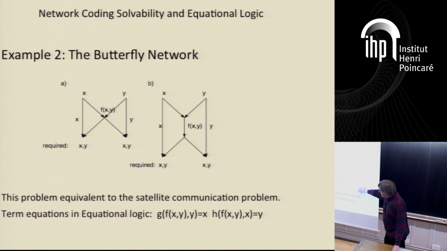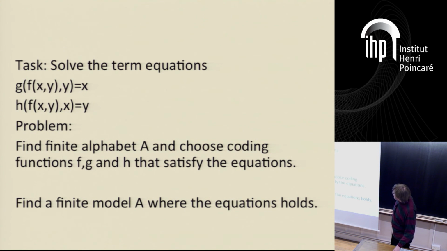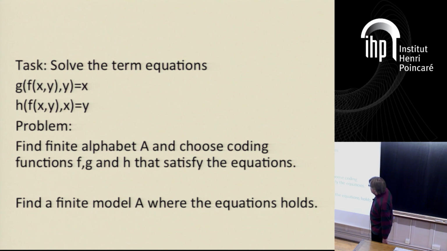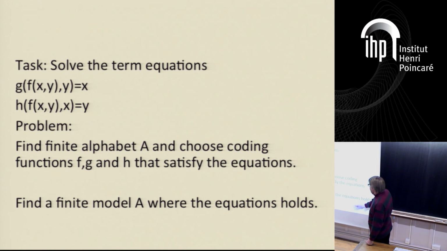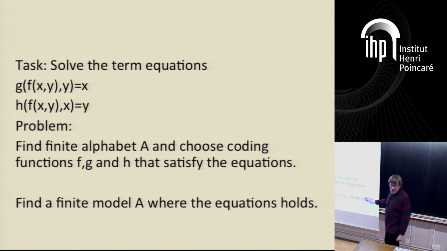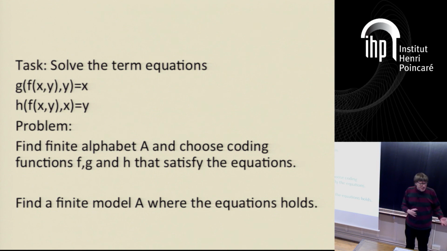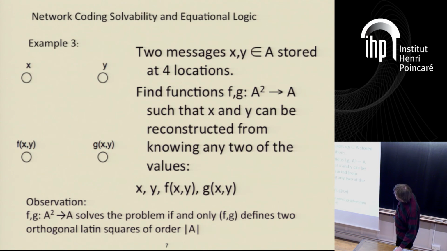So this problem, of course, is the same as the satellite problem. The task is to solve these term equations: we want to find a finite alphabet and choose coding functions f, g, and h that satisfy these equations. That's really what it means to solve the satellite communication problem. But if you speak to somebody in equational logic, they will say we have to find a finite model A where the equations hold. That's really what it's about. That's just a different community, and that's how they will speak about it.